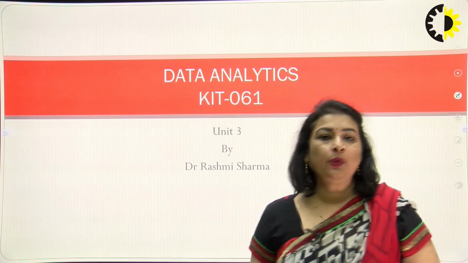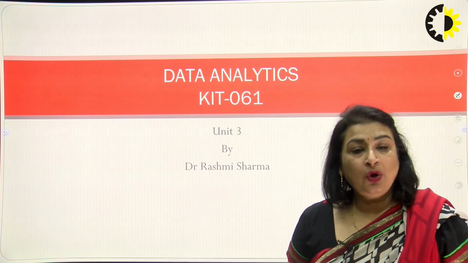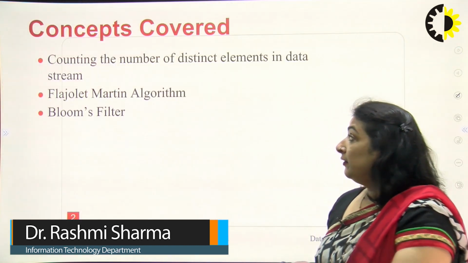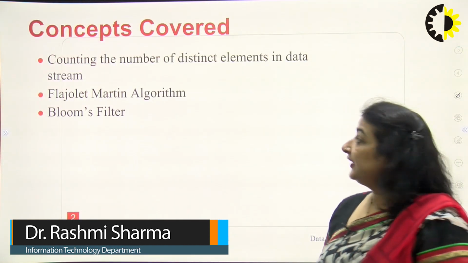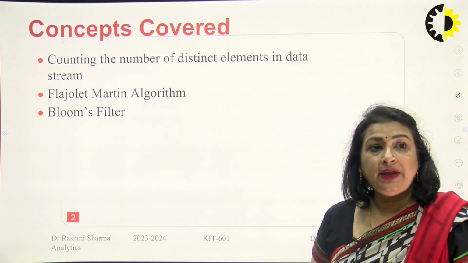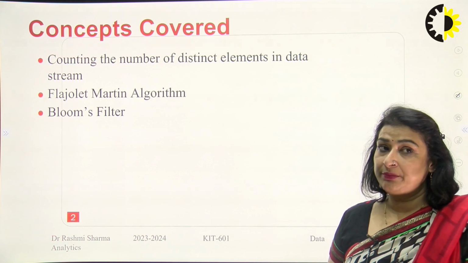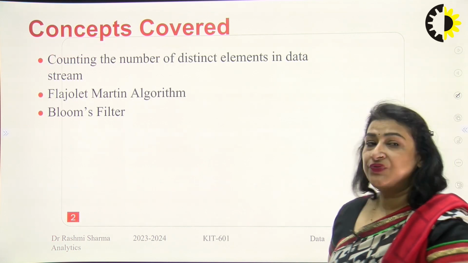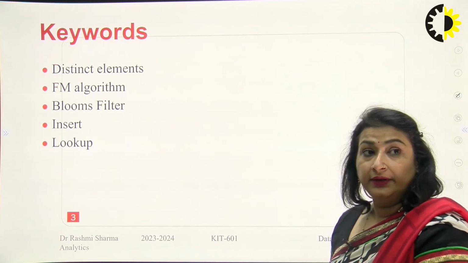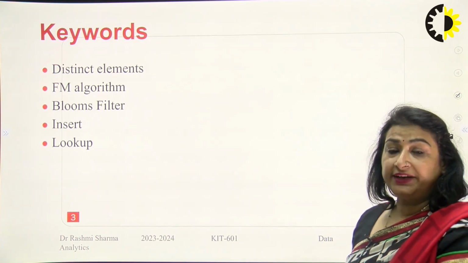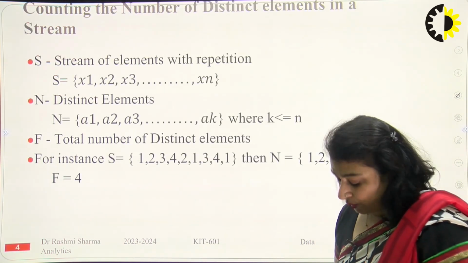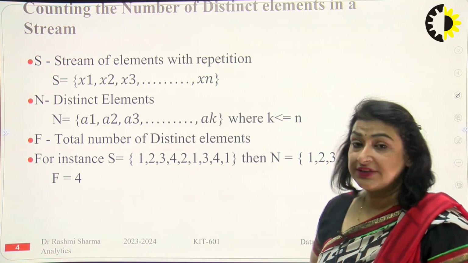Today we would be discussing one of the most important topics, along with the numerical, which comes in Unit 3 of Data Analytics. Here the concept we would be discussing is how we can count the number of distinct elements in the data stream, and then how we can apply the Flajolet-Martin algorithm and the Bloom filter on the incoming data streams. The keywords are distinct elements counting, FM algorithm, Bloom filter, inserting and lookup in that particular Bloom filter. So, how can we count the number of distinct elements in the data stream?